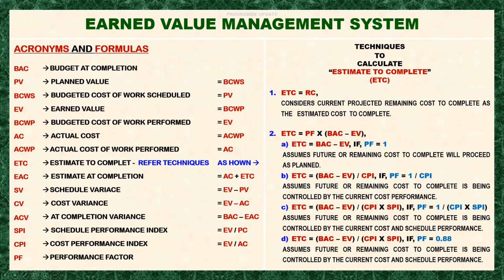So this one, in letter D choices, we are assuming that the future or remaining cost to complete is being controlled by the current cost and schedule performance. I think we are finished. I think it's time for a break. We took too much time talking here, but it's a big help for us.